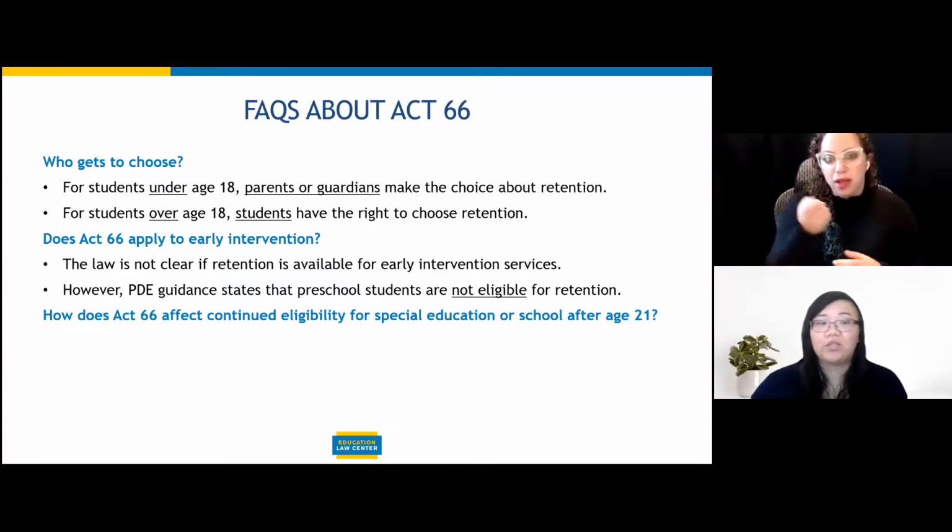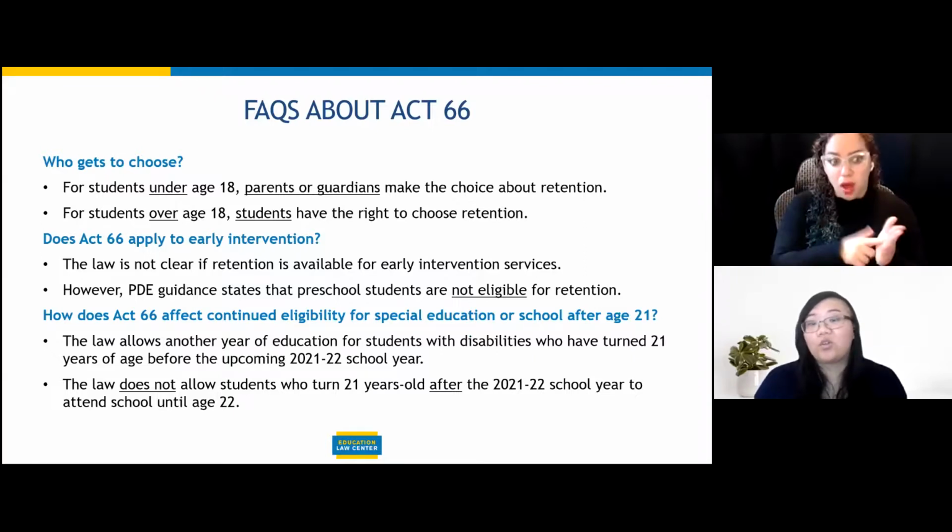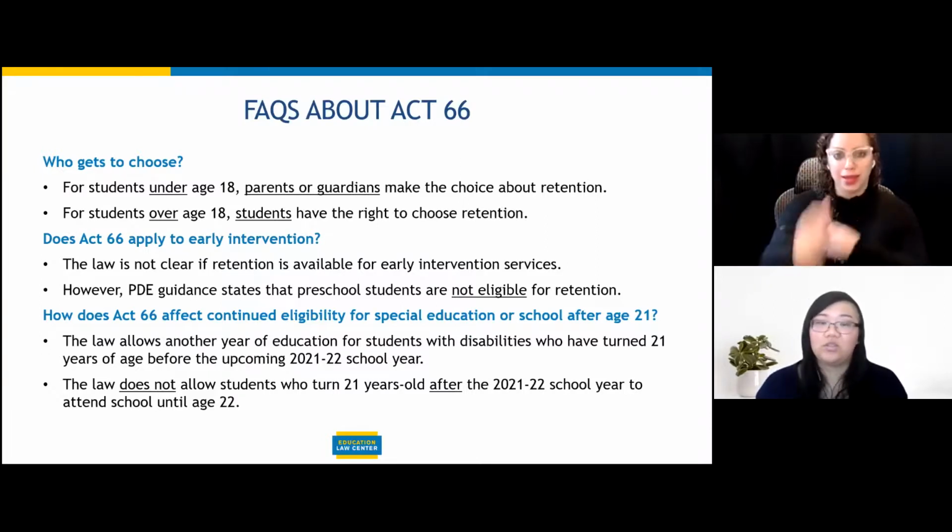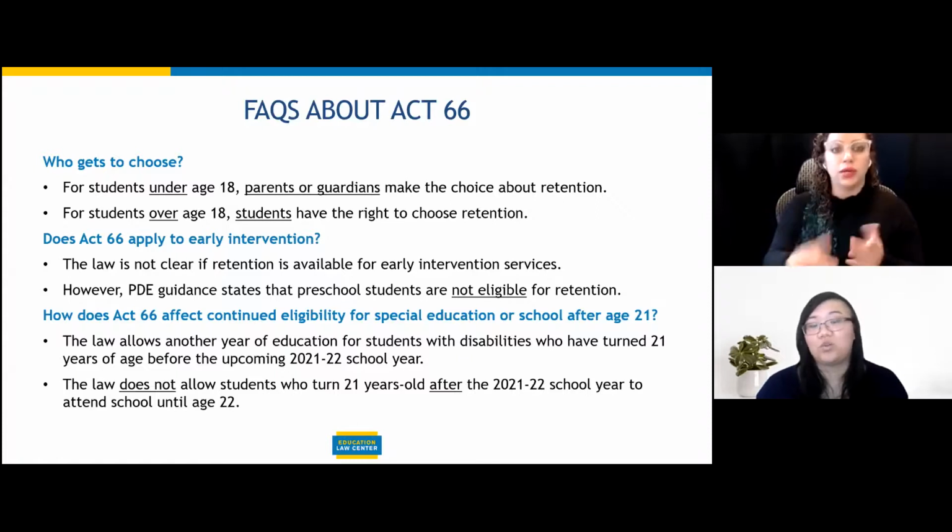So another question we get is, how does Act 66 affect continued eligibility for special education or for school after students turn 21? This law is allowing another year of education for students with disabilities who have turned 21 years of age before the upcoming school year. So these students may and will turn 22 during or after this upcoming school year, but they have that right, which extends a year of eligibility for them beyond compulsory school age for this upcoming school year. However, this law does not allow all students with disabilities the right to stay in school until age 22. This is a time-limited law that is focused on only this upcoming 2021-22 school year for students to attend school until age 22.